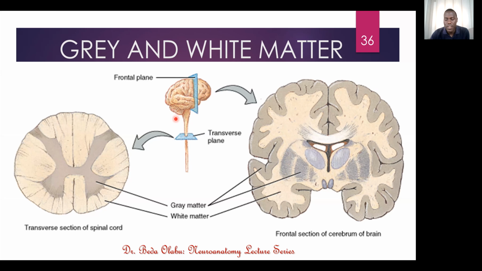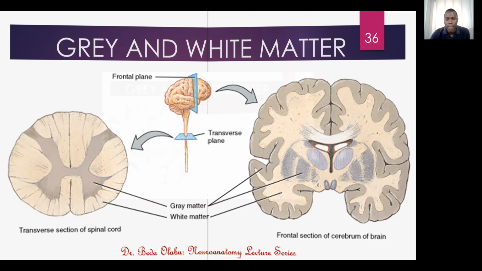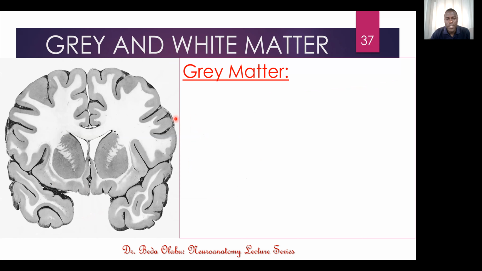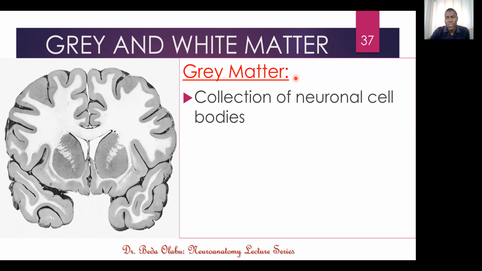So let's define this matter. We begin with the gray matter. Gray matter represents a collection of neuronal cell bodies. A collection of neuronal cell bodies is what constitutes the gray matter.